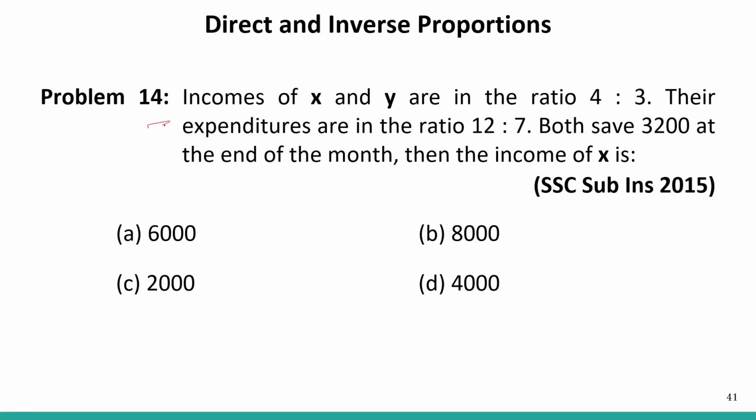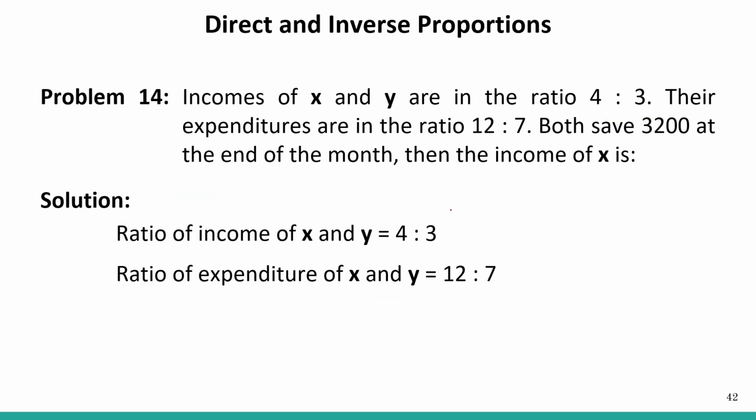So let's see problem number 14. The incomes of x and y are in the ratio 4:3. Okay, so their expenditures are in the ratio 12:7, right? Both save 3,200 at the end of the month. Then the income of x is equal to what? This question has been asked in the SSC Sub Inspector Exam 2015. Okay, so is it 6,000, 8,000, 4,000 or 2,000? Let's see which among these four is the correct answer.